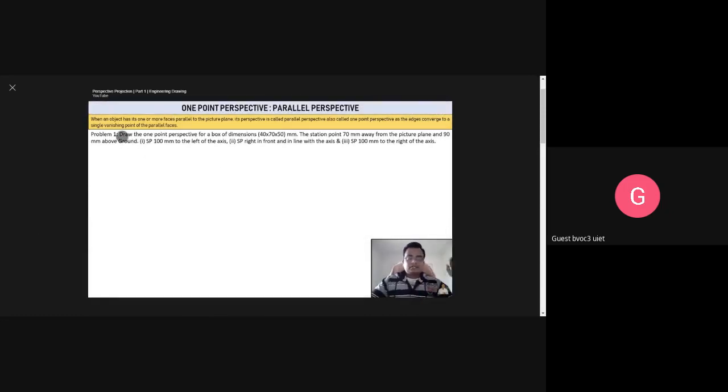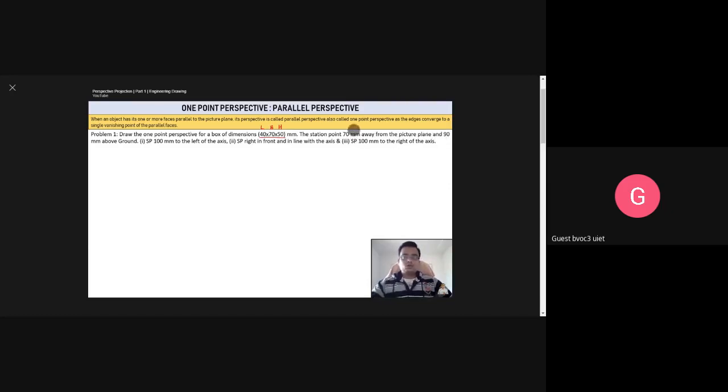Okay, so let's just read this problem, and this is going to be very intuitive to understand the concept of parallel perspective. I've basically taken 3 cases. In the university examination, you will be asked only 1 case. Nobody is going to ask you 3 cases, and even if they do, you know what the deal is. Okay, so here we go. Draw the 1 point perspective of a box of dimensions 40 by 70 by 50, length by breadth by height. The station point is 70 mm away from the picture plane.